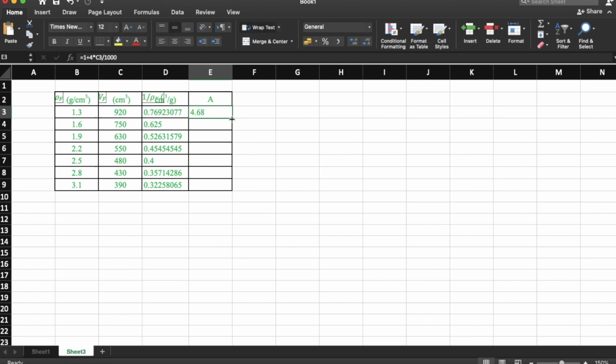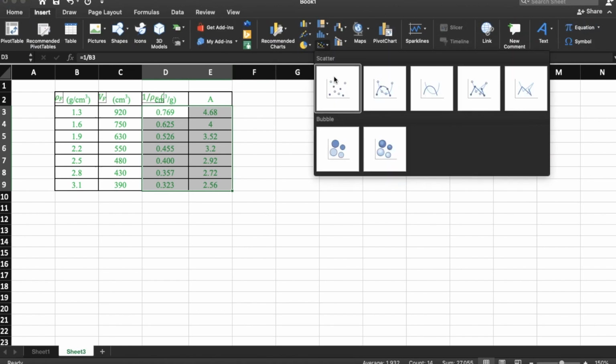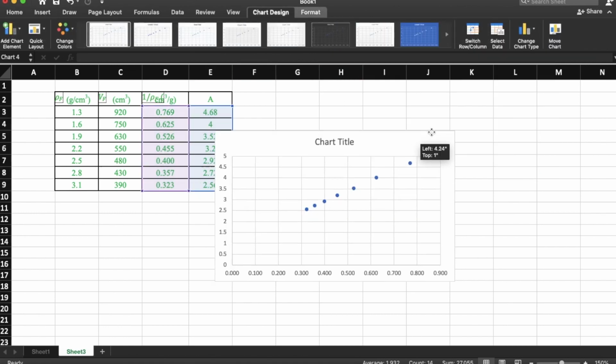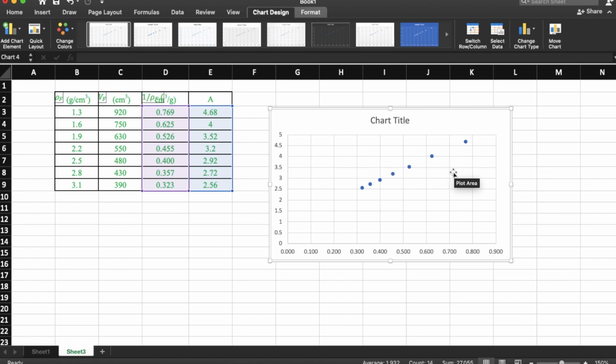Do the same for the different volumes. Alright, you can also change this number of figures, and we are asked to make a plot of A versus 1 over rho of the fluid. So select the two columns, do not select the title, sometimes it makes mistakes. Click insert. Now as you can see, it's a good linear relation.